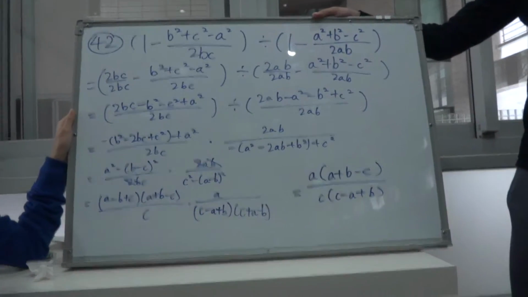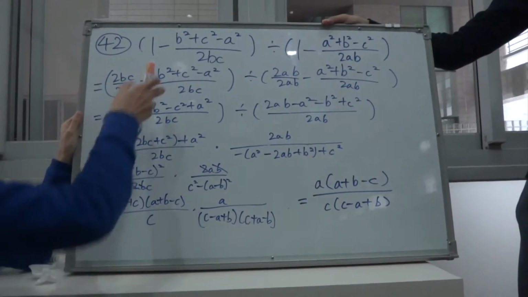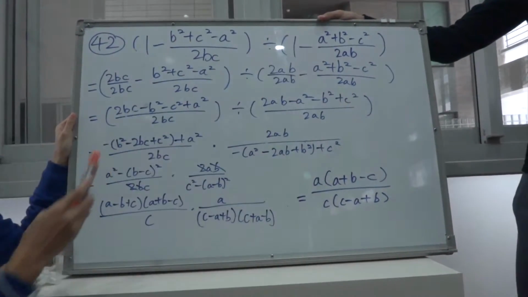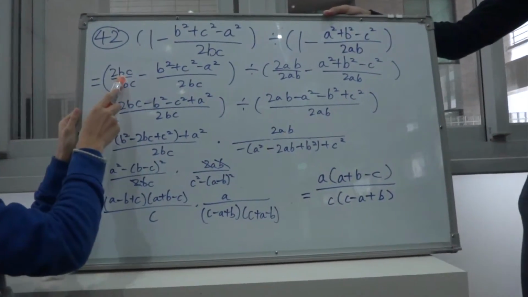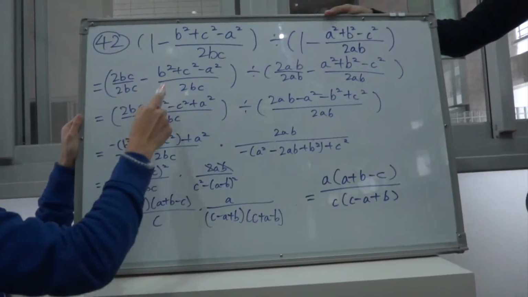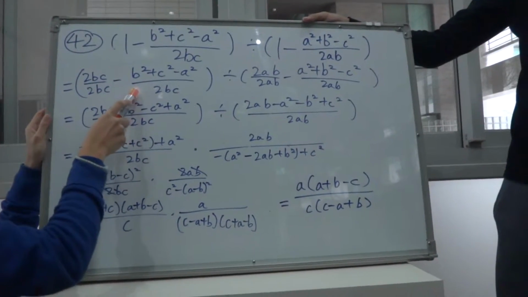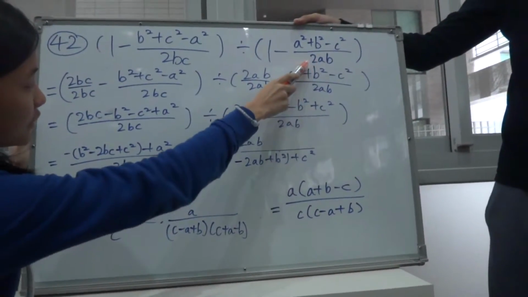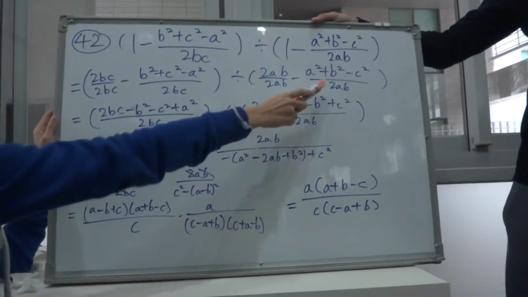We're going to start with number 42, and we have to merge 1 with this fraction, and it's the same thing over here. And so we turn this into 2bc over 2bc, and minus b squared plus c squared minus a squared over 2bc. And you also turn this 1 into 2ab over 2ab, and the same goes around here.